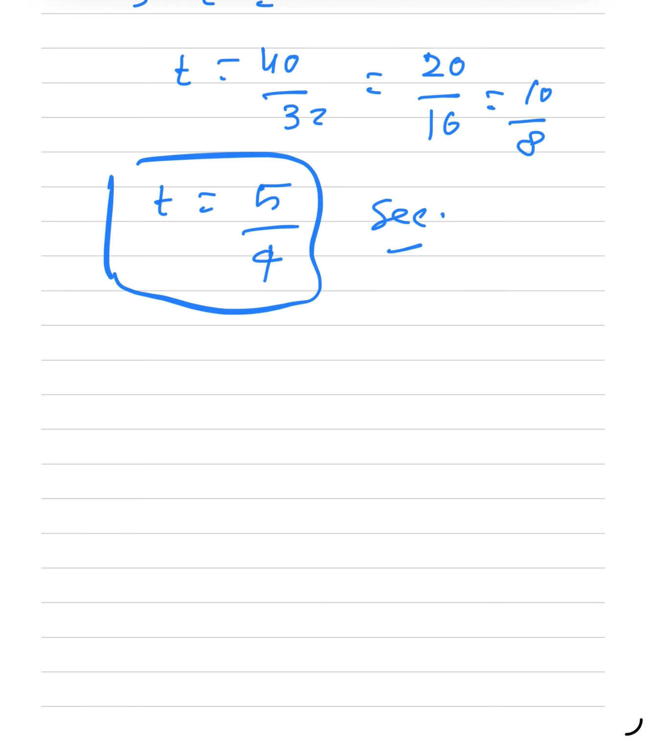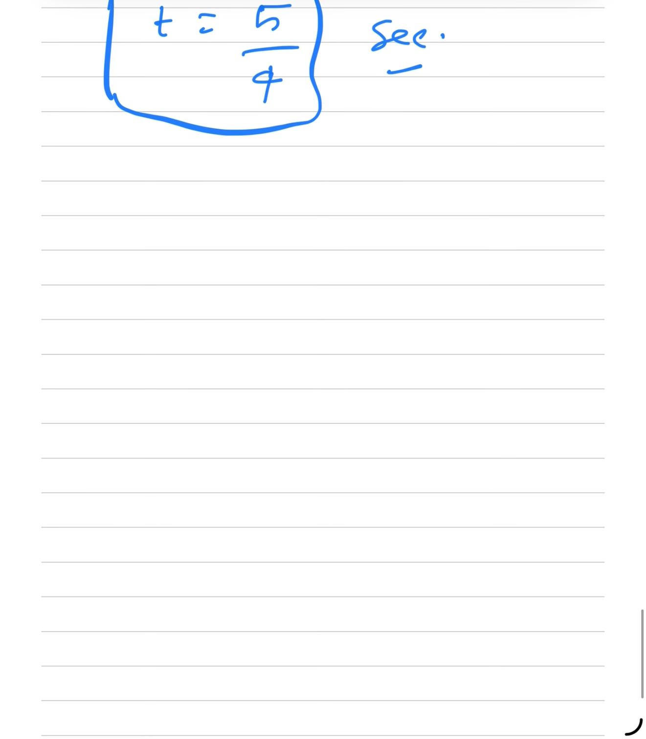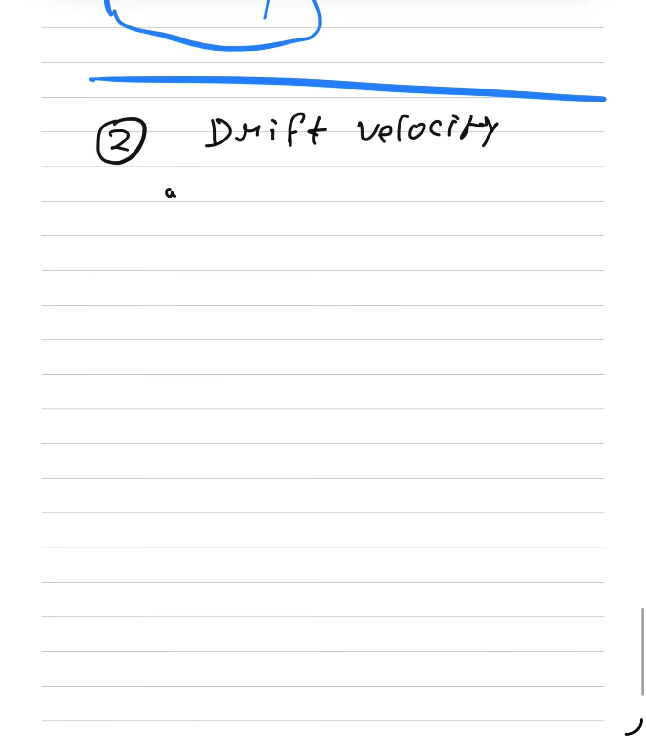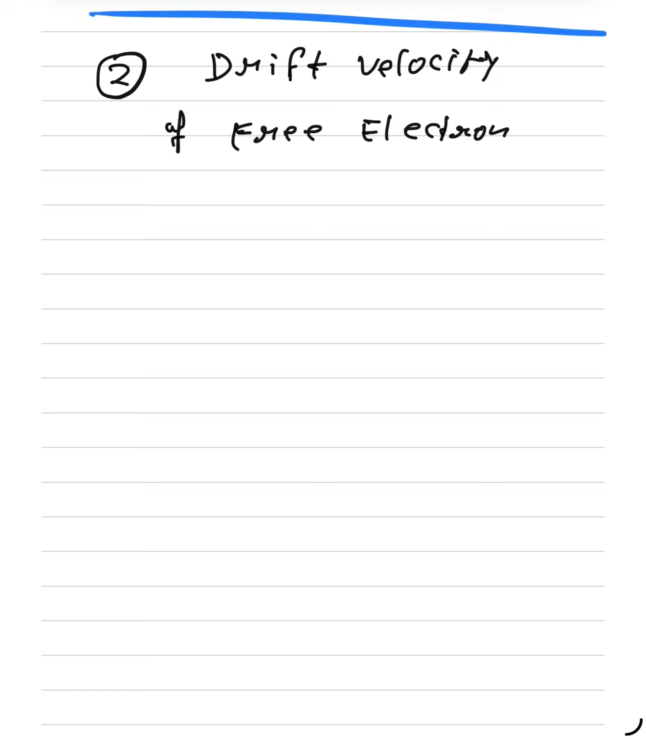And let us start another topic related to current electricity, the drift velocity of free electrons. Second topic: drift velocity. Drift velocity of free electrons. What is the concept of drift velocity? The mean velocity of the free electrons inside the conductor is known as the drift velocity of the conductor. Here two points are discussed about the drift velocity.